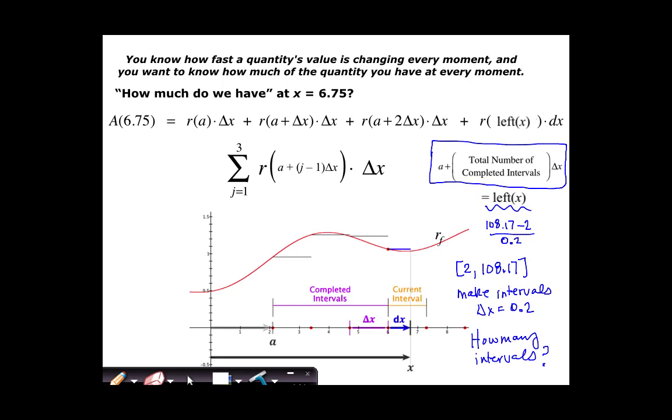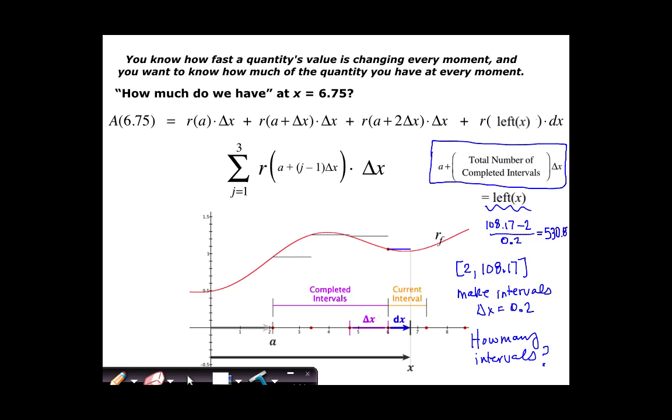Anyone with a GC or a calculator handy? What is it? 540 something? 530? 530, exactly? No, let's see, 0.2 goes into that. 530.85? All right, so if I say how many complete intervals is that?